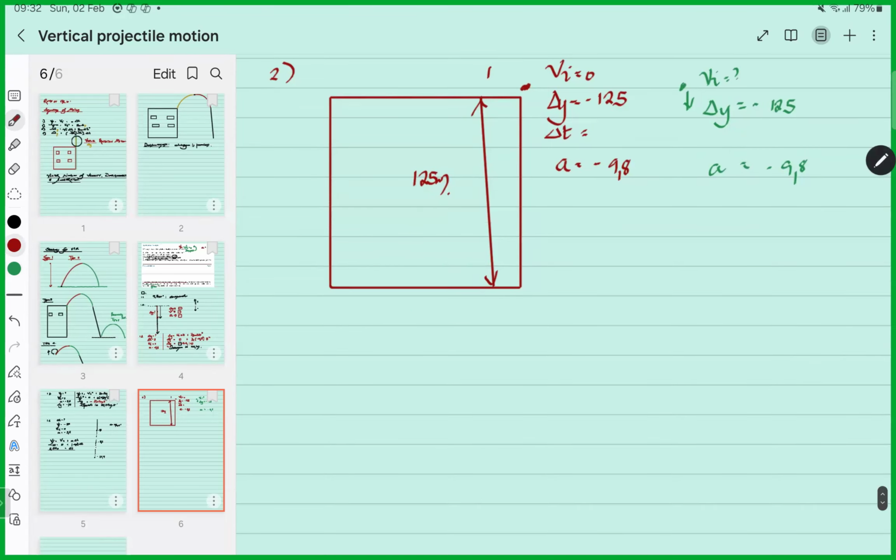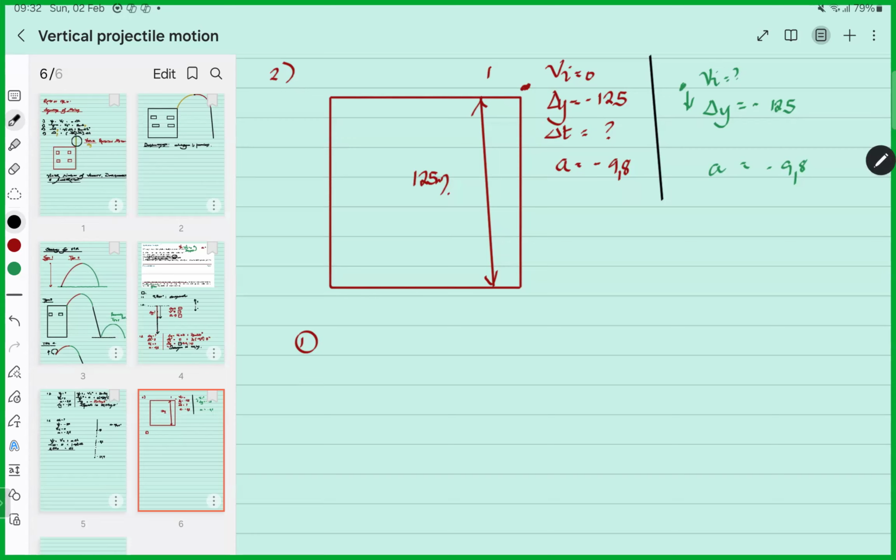So for stone 1, I'm going to work out the time it takes to reach the ground. Anyone? What's the equation I'm going to use with these variables? Vi is 0, delta y is minus 125, acceleration is minus 9.8, and we need to work out our delta t there. I know some of you know the equations, so you can give it to me. I'll wait for you. So delta x is equal to vi delta t plus half acceleration times delta t squared. Very good.